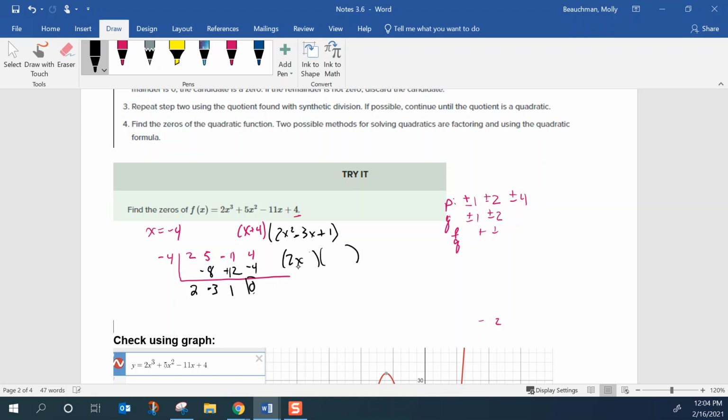We get 2x, x, 1 times 1, and they both have to be negative in order to get a -3x. Then once you have all three of these, x plus 4 is still here. Set each equal to 0, and those will give you the zeros. So x equals 1/2, x equals 1, and x equals -4.